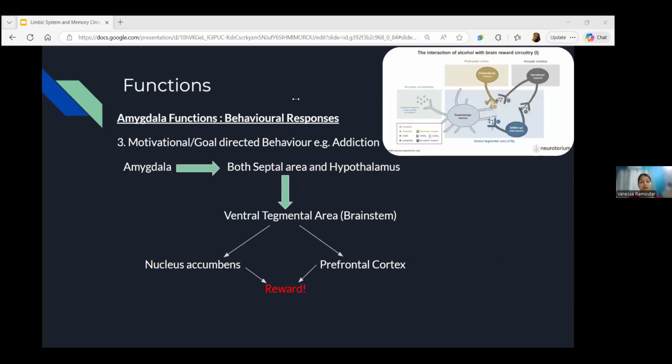Some situations can bring about a sense of reward or euphoria, for example, drug use or overeating. When signals are sent to the septal area and the hypothalamus from the amygdala, they both communicate with the ventral tegmental area in the brainstem. This area has dopaminergic neurons, which go to the nucleus accumbens via the mesolimbic pathway and to the prefrontal cortex via the mesocortical pathway. When dopamine is released, this gives a sense of reward or a feeling of pleasure.